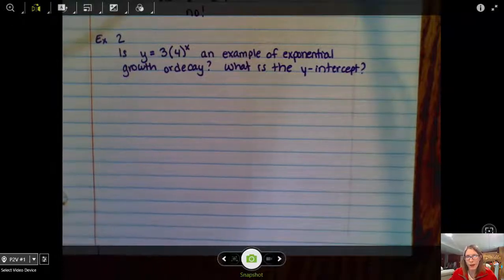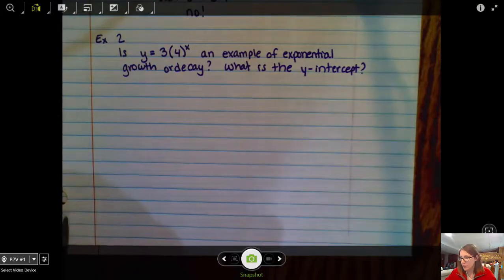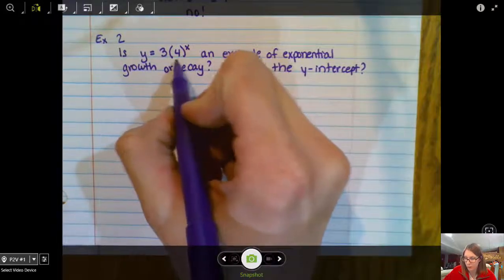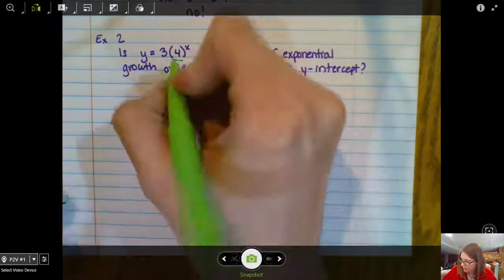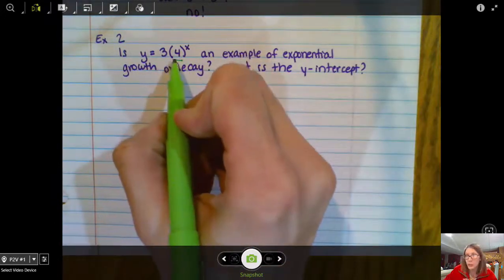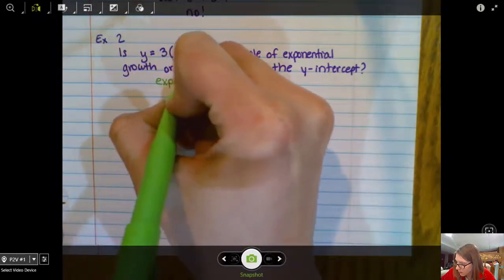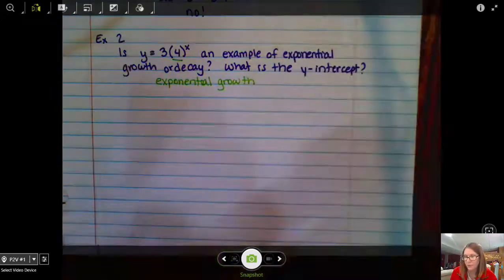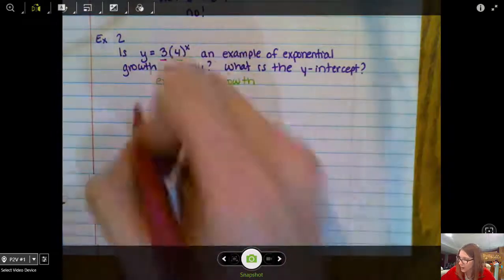Second example is y equals 3 times 4 to the x power, an example of exponential growth or decay. And then what is the y-intercept? Well, first of all, to figure out if we have growth or decay here, I want to look at this b value. Okay. Use another colored underline. When you look at my b value, which is more than 1. So that tells me I have exponential growth. And then our y-intercept is our a value, which is 3.